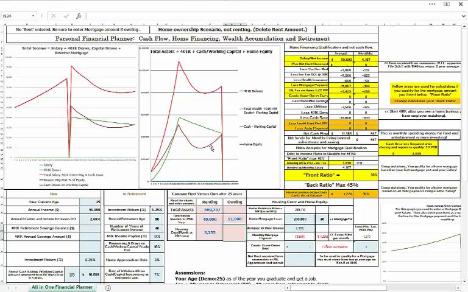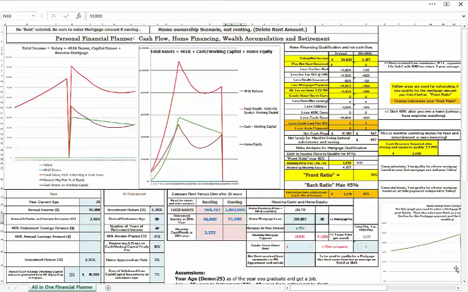Let's take a look at our total assets with home ownership. Okay, that is $1,082,000. $1,082,000 in total equity and investments in one house versus $569,000 if you were a renter. And that was that area we talked about. So you're capturing that.